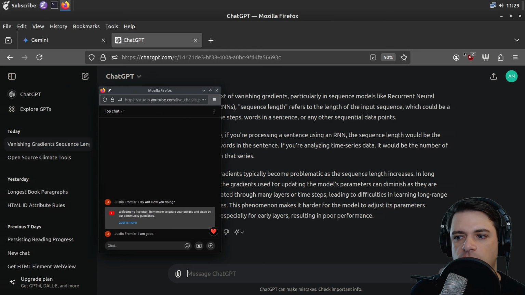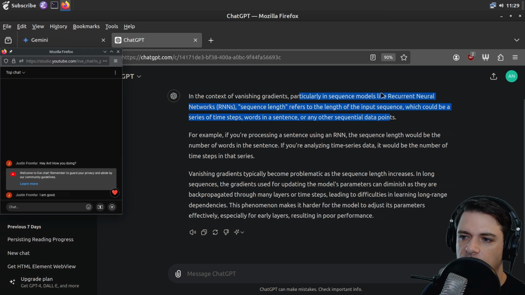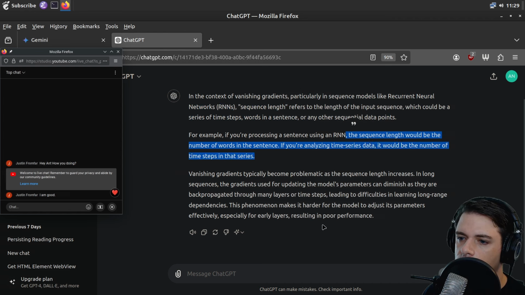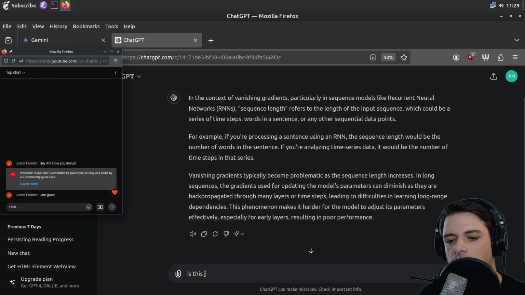So ChatGPT is saying, okay, so this is in recurrent neural networks. The sequence length refers to the length of the input sequence, which could be a series of time steps, words in a sentence, or any other sequential data points. I'll ask, is this any different from the dimension of the input vector?